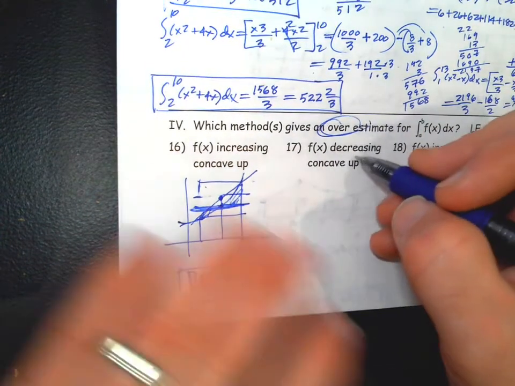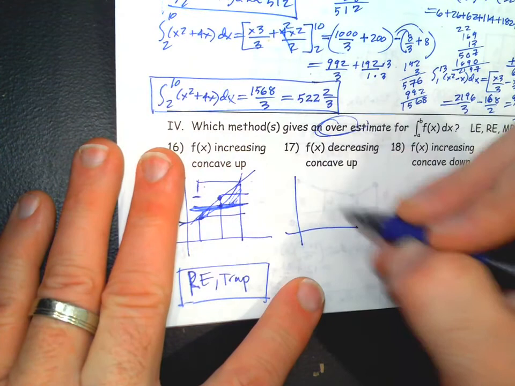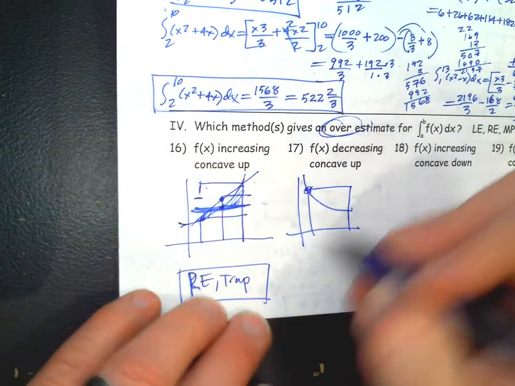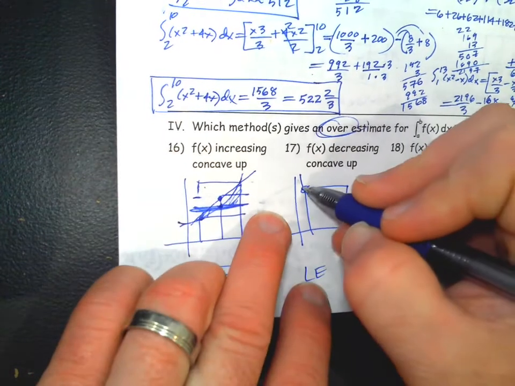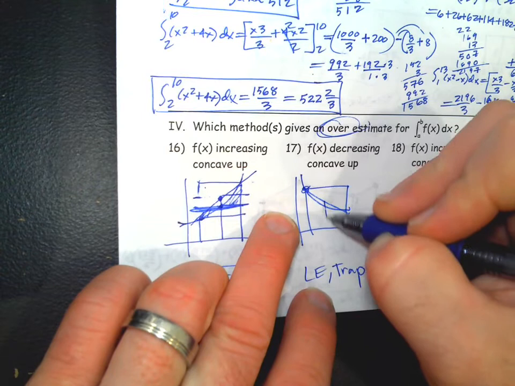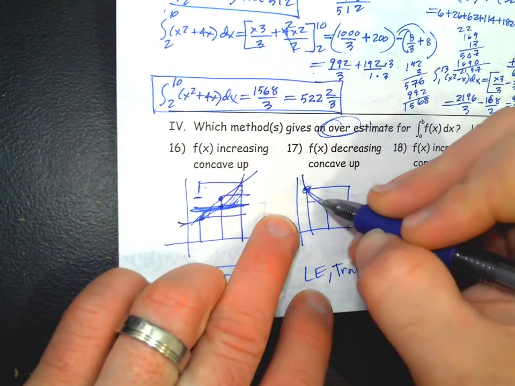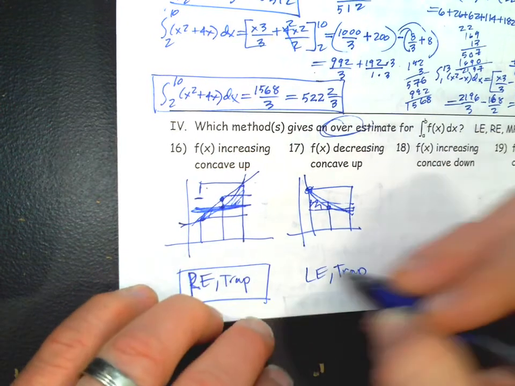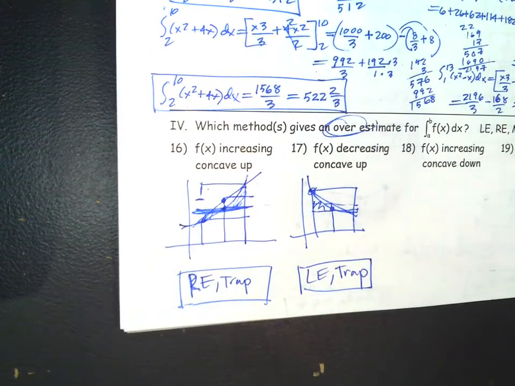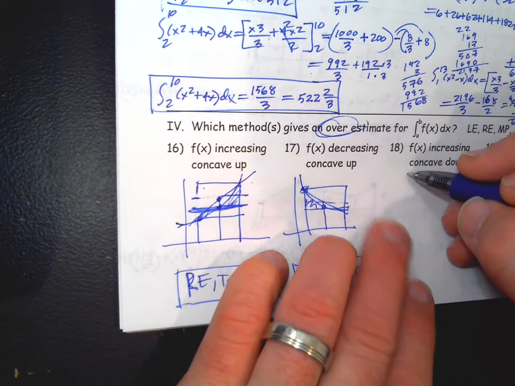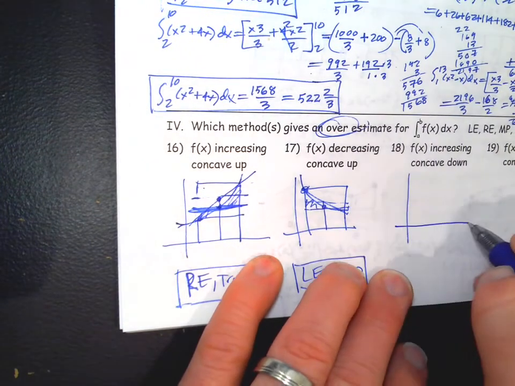Next one, decreasing and concave up. So left end is going to be an overestimate for sure, right? Trapezoid is going to be an overestimate for sure. Midpoint is going to have more over than under. And by the way, it's either left or right, and it's either trap or midpoint. If you remember that, that might narrow it down quicker.